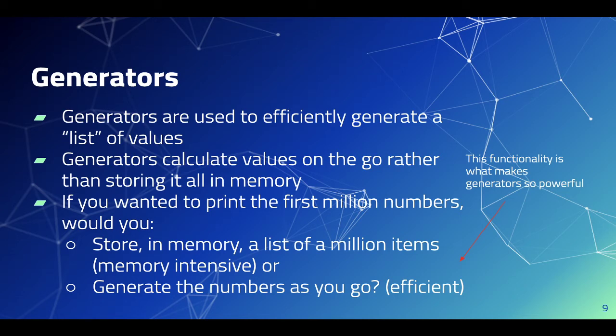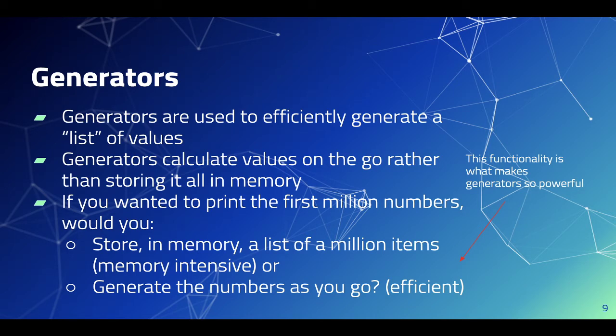So let's say we want to print out the first million numbers, right? We could do this. We could have a for loop. We can append the million numbers to a list. We could have a list of a million items and then print that list out. We could do that, right? But generators help us generate these numbers on the go. So what if we use a generator in this case?